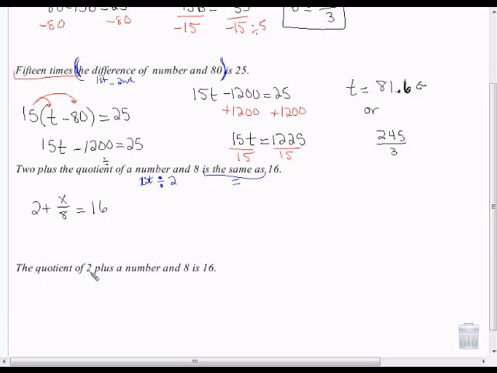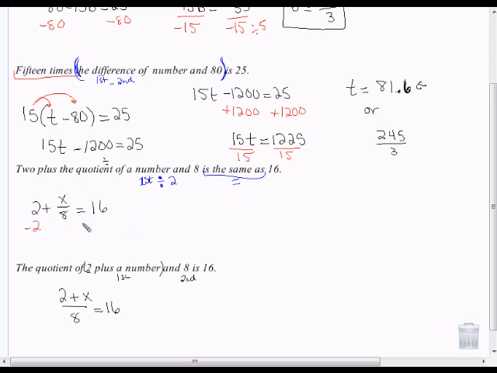Here I have the quotient of 2 plus a number and 8. This is the first. This is the second. So this is going to be 2 plus some number over 8 is equal to 16. Do you guys see the difference in those? Okay. So just be really careful. And if you're stuck on the wording, let me know and I'll help you.